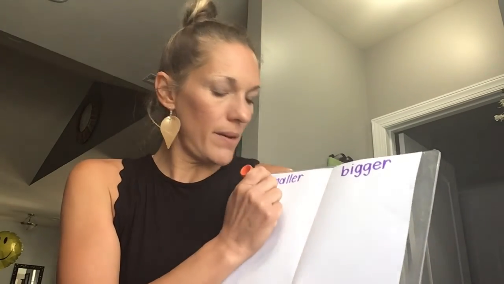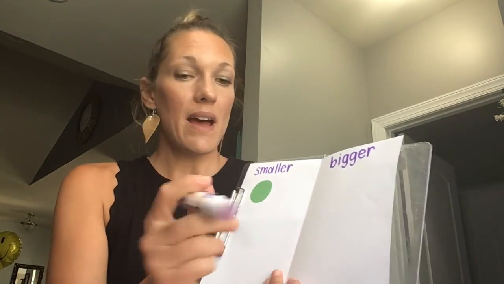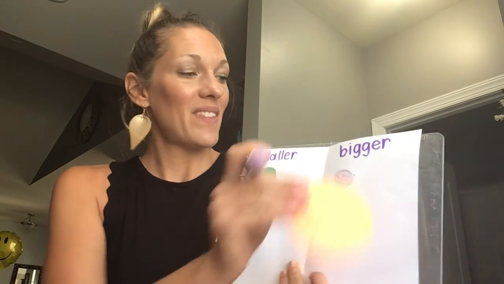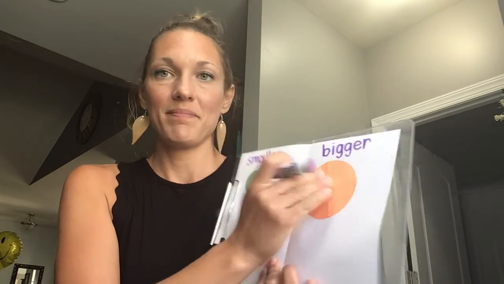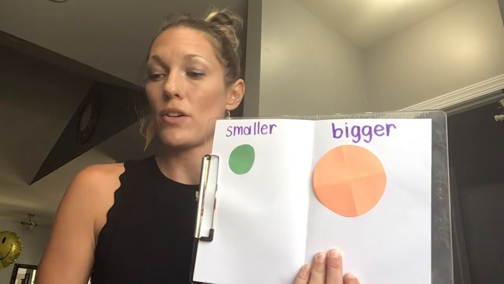So I'm going to go ahead and put a spot of glue on my paper and then stick my smaller circle on the side for smaller shapes. Now I know that this one's going to be bigger, so I'm going to put my bigger spot of glue on that side and stick it on. All right, so far I have circles. I have a smaller and a bigger circle.